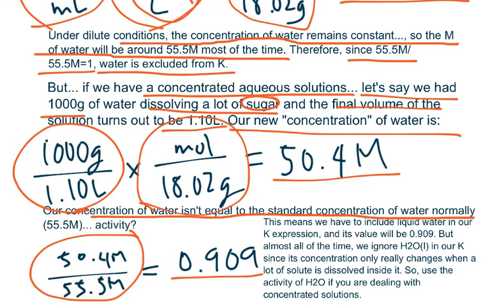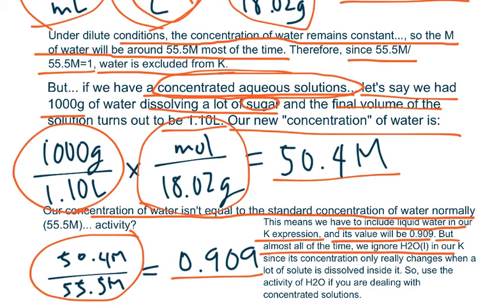So in this case, especially for concentrated aqueous solutions, we have to include liquid water in our K expression, and its value will be 0.909 to the whatever power, depending on the coefficient. But almost all the time, we ignore water in our K since its concentration only really changes when a lot of solute is dissolved inside it, or in other words, there is a concentrated aqueous solution. So use the activity of water if you are dealing with concentrated solutions, or if you want, just don't do it at all, because this is just done for precision, and if you like to be precise, then go ahead and do this.